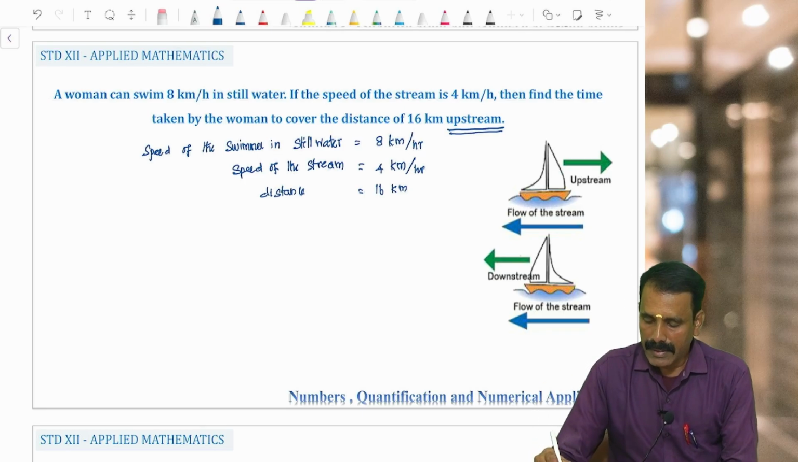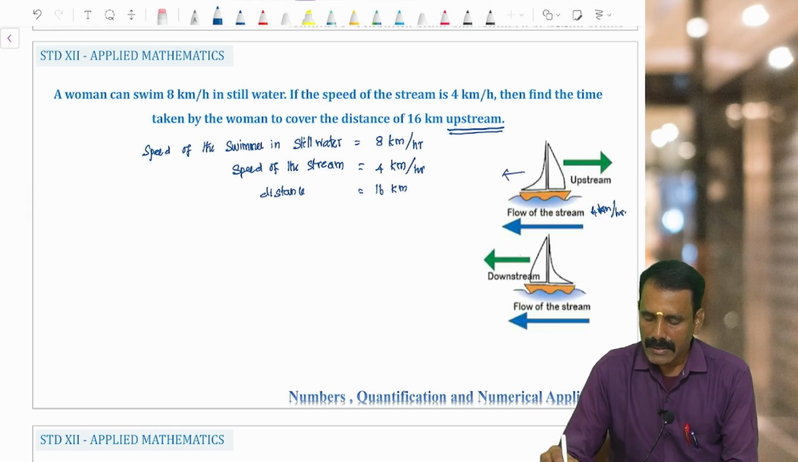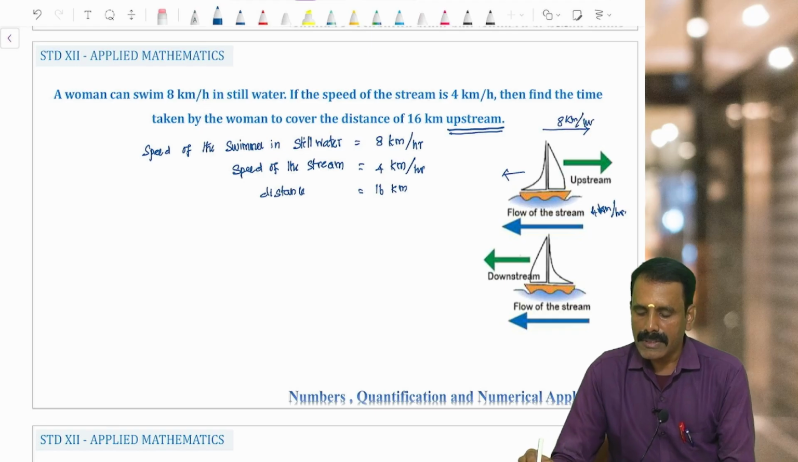Upstream. Here, the flow of the stream is going to be 4 km per hour. Okay, it is going to be in this direction. The swimmer is going to swim in the opposite direction, and she is going to swim with the speed of 8 km per hour.